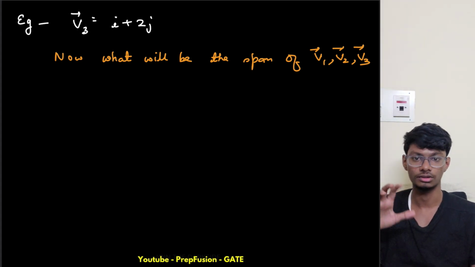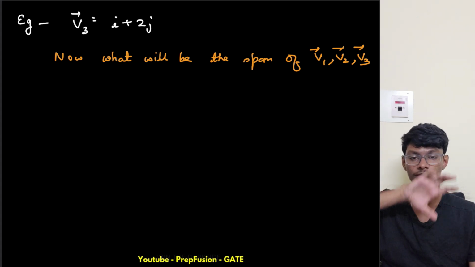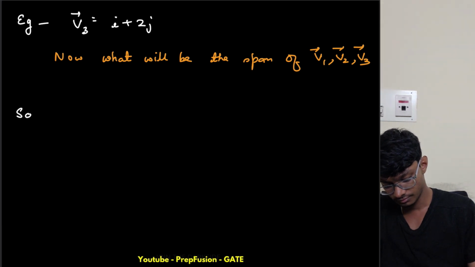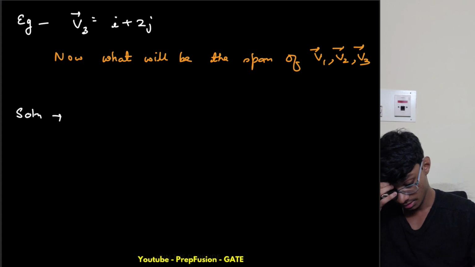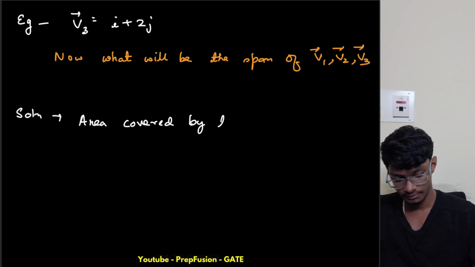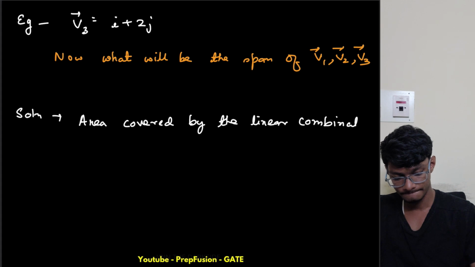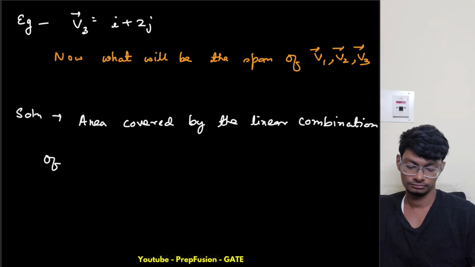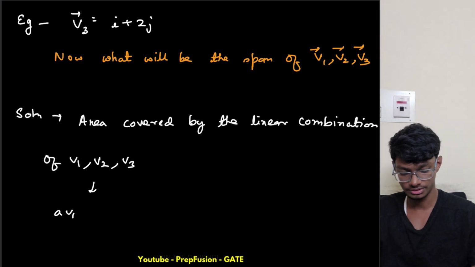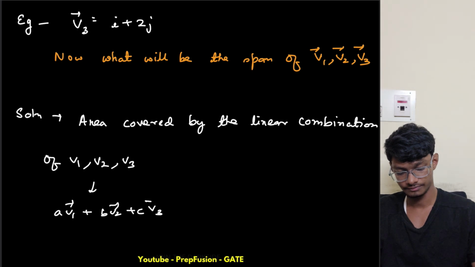Again, I will use the same formula. What area do I cover by the linear combination of v1, v2 and v3? So it will simply be a linear combination, right? This is a v1 plus b v2 plus c v3.